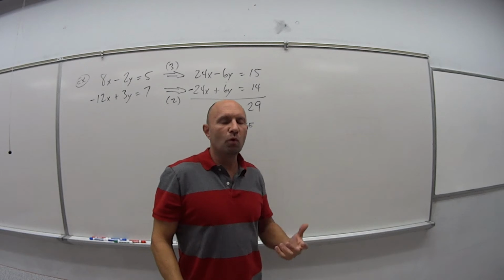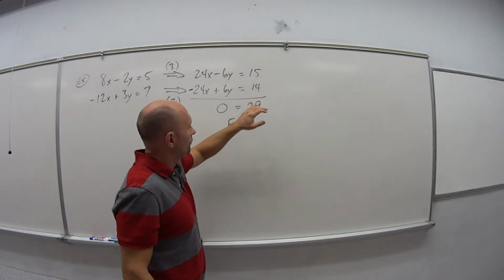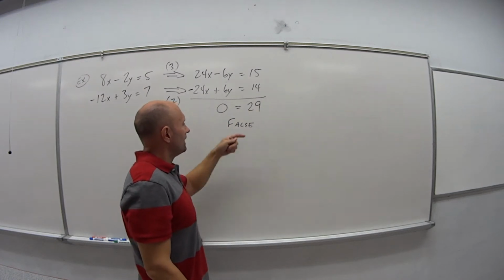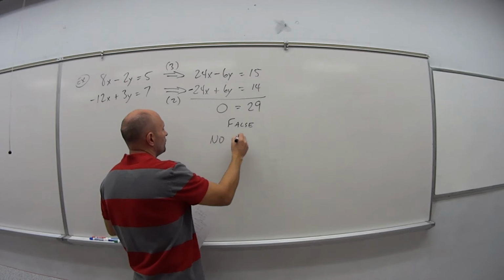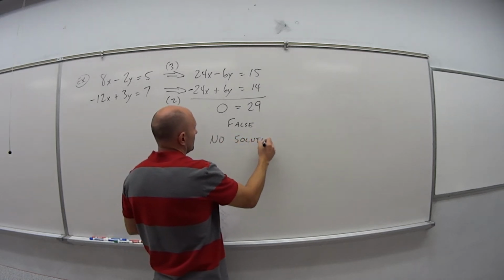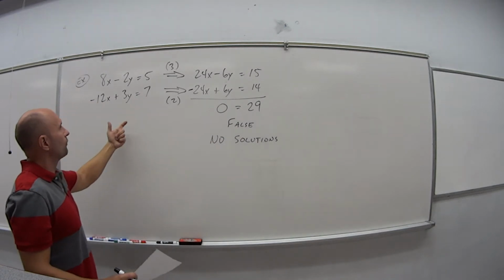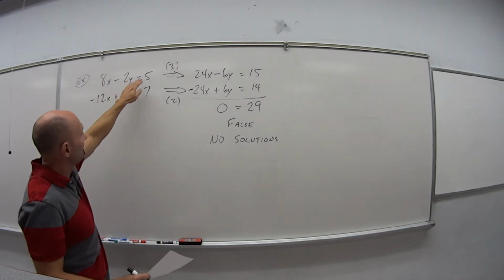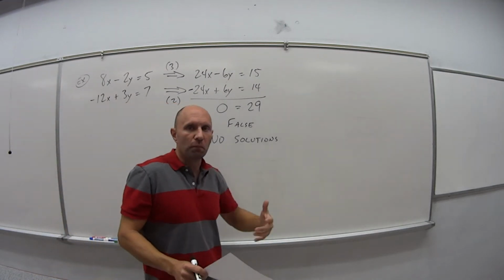So this means what? If I am working a problem like this and I get 0 equals a non-zero number, a false statement, what this means is there are no solutions. There is no value for x and no value for y that if I plug it into these equations is going to give me an answer for both equations.